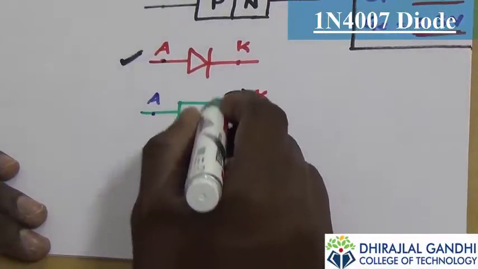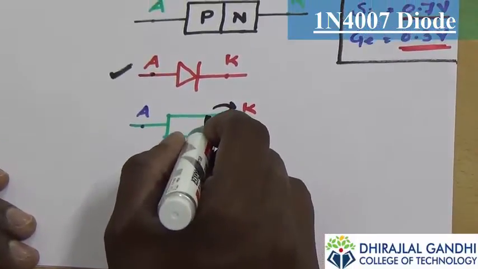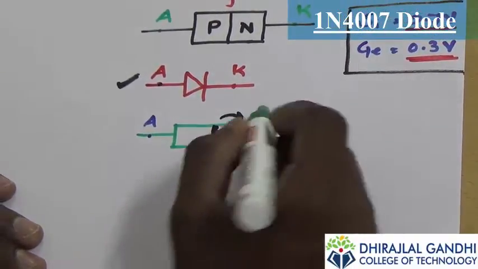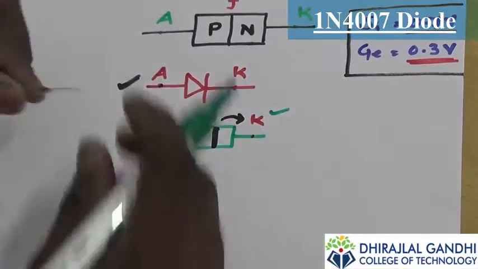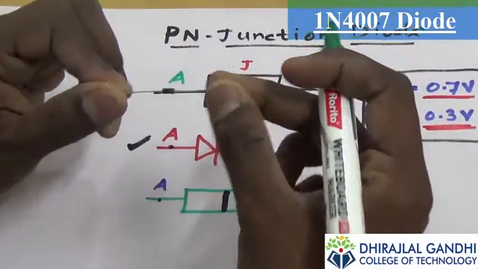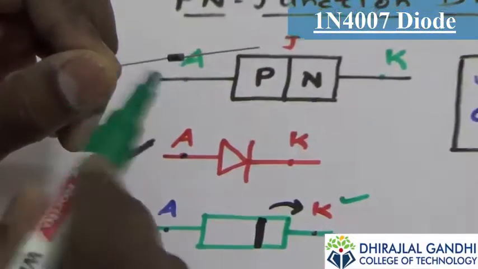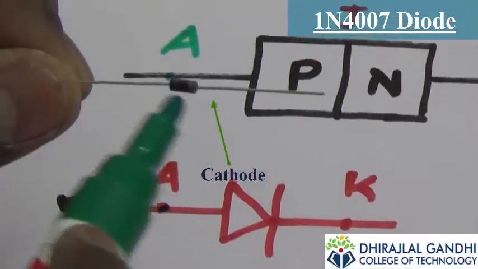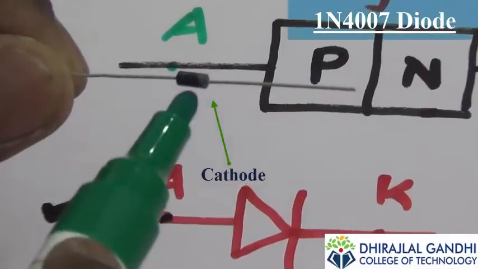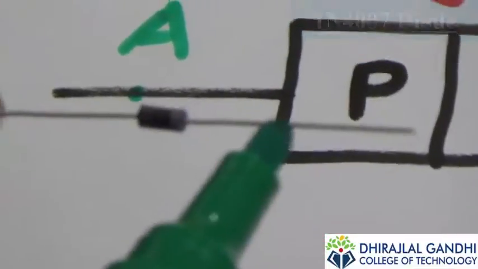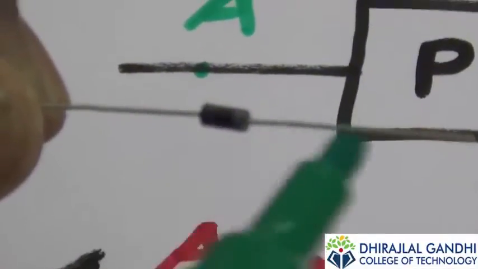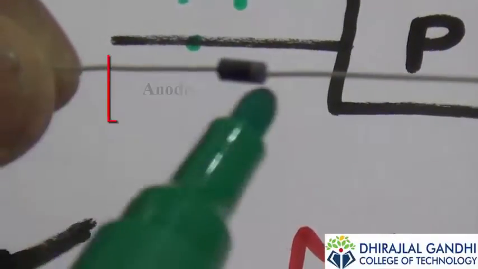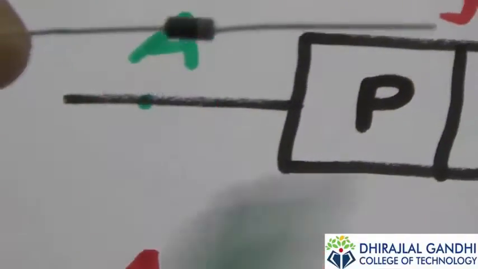On the diode, one white color band is indicated to refer to the cathode terminal. So here, see, this is the device, the diode. The white color band is indicated at the end of one terminal. It indicates the cathode terminal. Opposite of this band is the anode terminal.